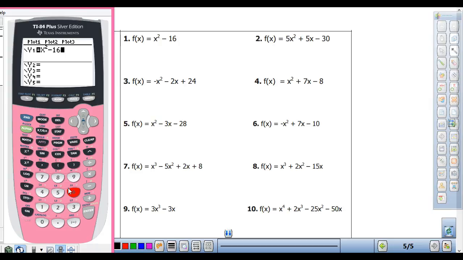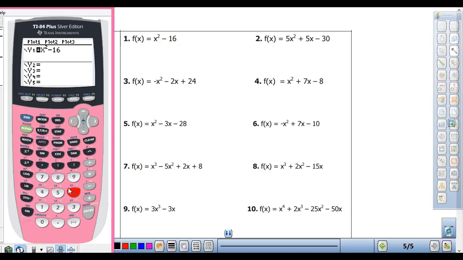Make her do it so she can learn how. Press Y equals. If there's anything in there, clear. Okay, there's nothing in there. So type in x squared. That's kitty corner from 7. Yep, and then minus 16. Now, step 2 says to hit graph.